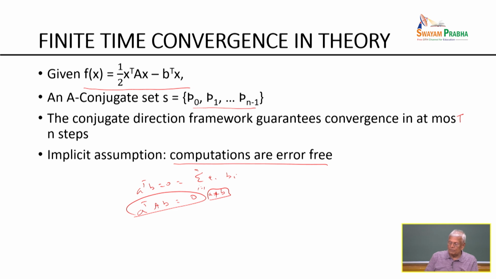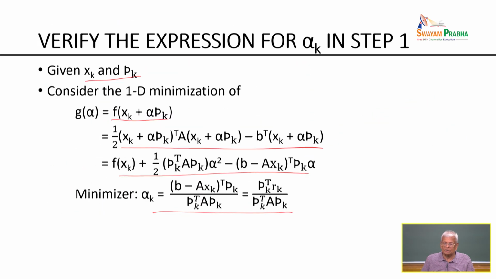So, what does it say? I do not know how you design computers, but if you can give me a perfect machine, one that computes addition, multiplication, subtraction without any errors, then my framework will give you the exact minimum in no more than n steps. Why no more than n steps? Please look back at the algorithm.